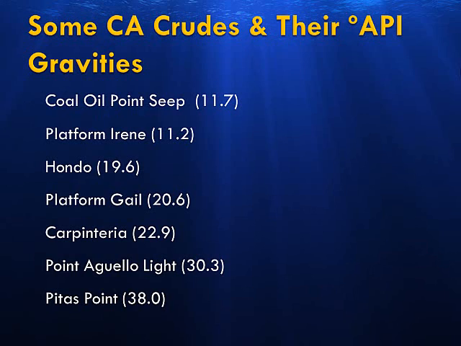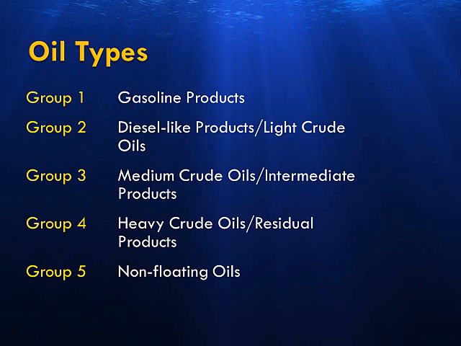And this is just an example of different California oils, either in platforms or that are near the coast. They're all above an API of 10, so they're all floaters, but some of them are kind of close to 10. So it may affect how much wind is going to be a factor in its movement. It may affect other things too.